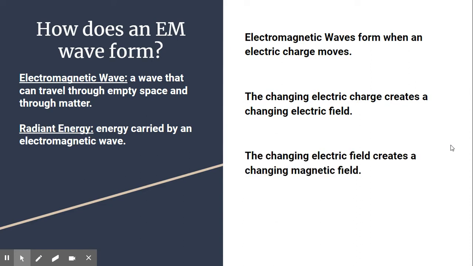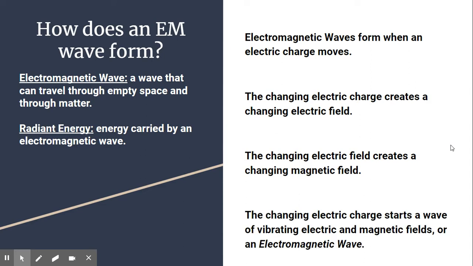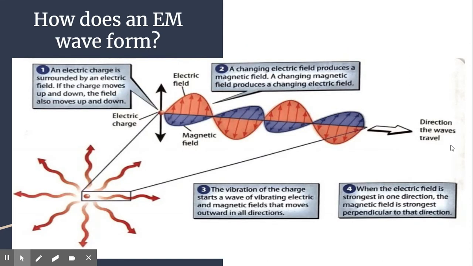This change in electrical field makes a change in the magnetic field. And that changing electrical charge starts a wave of vibrating electric and magnetic fields that fluctuate, creating what we call an electromagnetic wave. In this diagram, you can see that there is a charged particle, like an electron, that has an electric field around it.